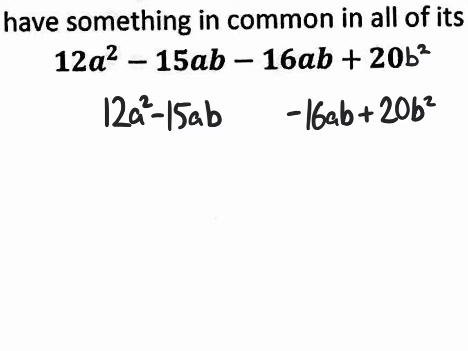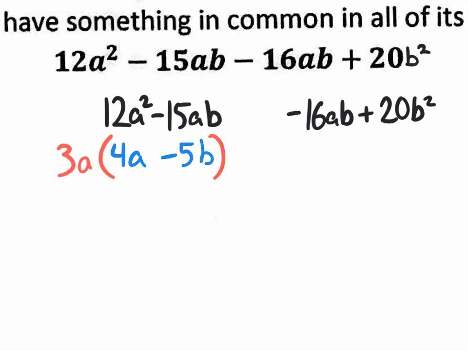So on the first group, I'm going to pull out the GCF. And what's the GCF on the first group? 3 and an a, 3a. There's definitely a multiple of 3 with the 12 and a multiple of 3 with the negative 15. And there's also an a here and an a there. So we could pull out the GCF 3a. Now, what belongs inside of the parentheses? 4a minus 5b.